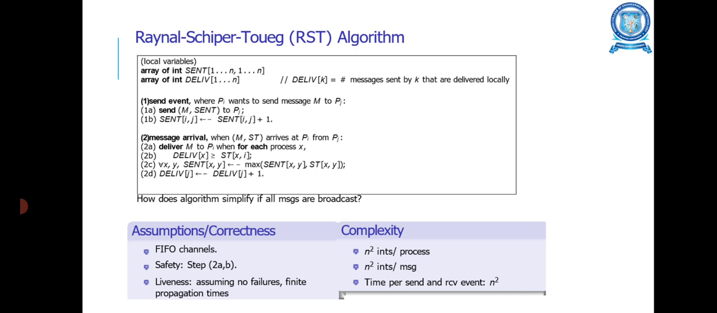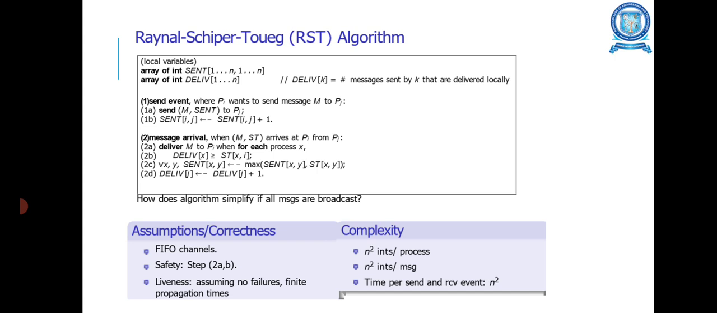Message arrival: when M comma ST, that message, arrives at Pi from Pj, then deliver the particular M to Pi when, for each process x, deliver of x is greater than or equal to ST of x comma i, then the particular sent of x comma i is before the max of sent of x comma i comma ST comma x. Then delivery of the particular message.